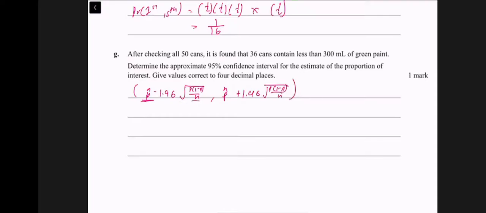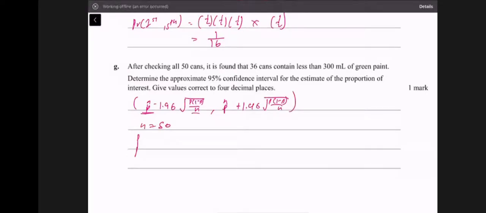So we need to know p hat and we need to know n. We know n is 50, and p hat is the amount of affected individuals in the population. There are 36 cans which are affected in a total of 50, so that's 0.72. So you just chuck these values in, and you get 0.5955 and 0.8445.